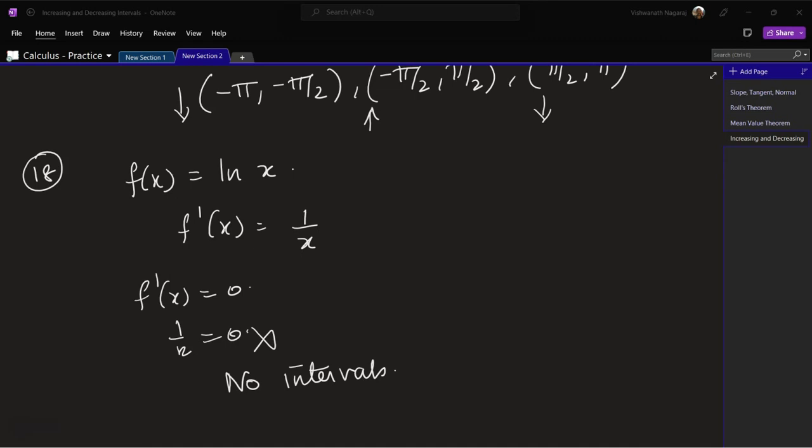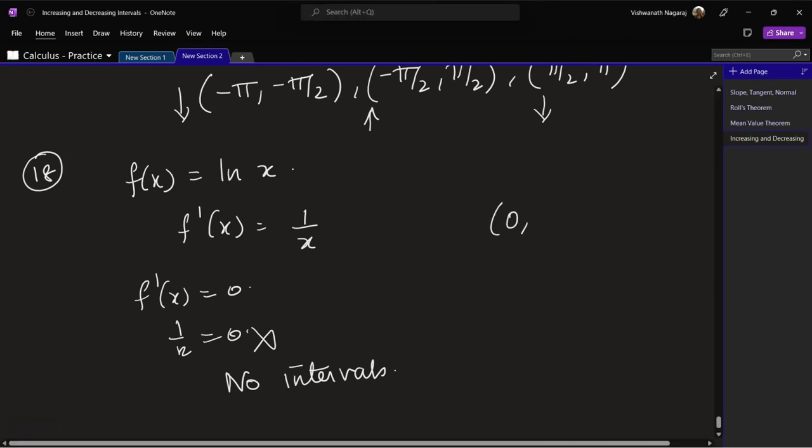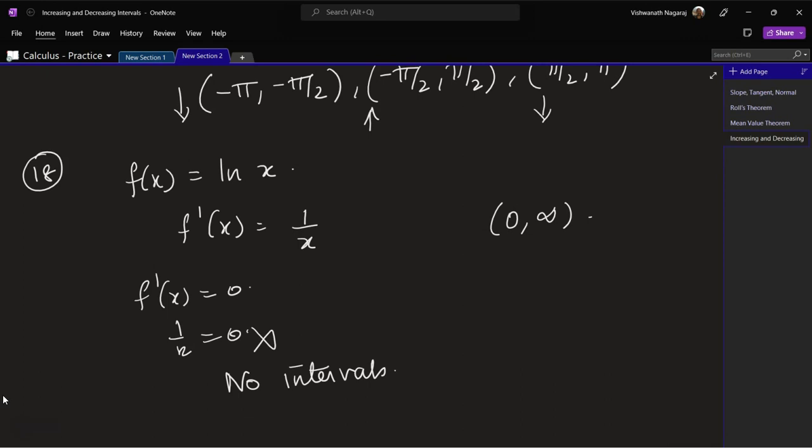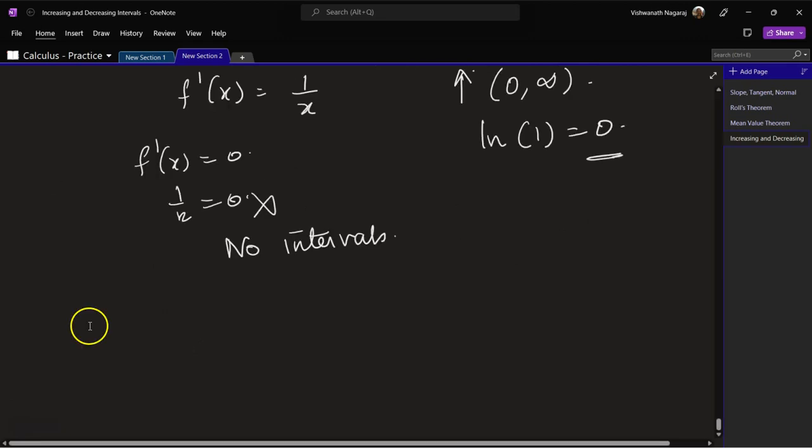So the interval we know is going to be 0 to infinity, right? Because x cannot be 0 or less to figure out the natural log. Now, in this interval, what is its slope? Its slope is going to be, let's take a value, natural log of 1 equal to 0, which is positive. So therefore, it is always ascending. So that's it.